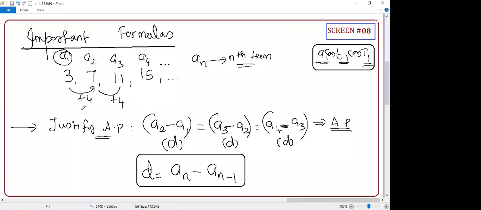Guys, there is a special letter used for the first term. Instead of A1, what letter can you use? A. Excellent. So A1 and A are both the same. Hereafter, if I use A or A1, both are the same, no difference. Please understand, these are small points.